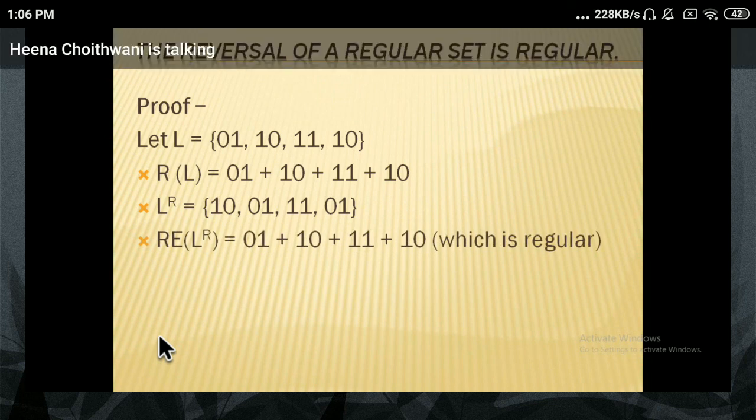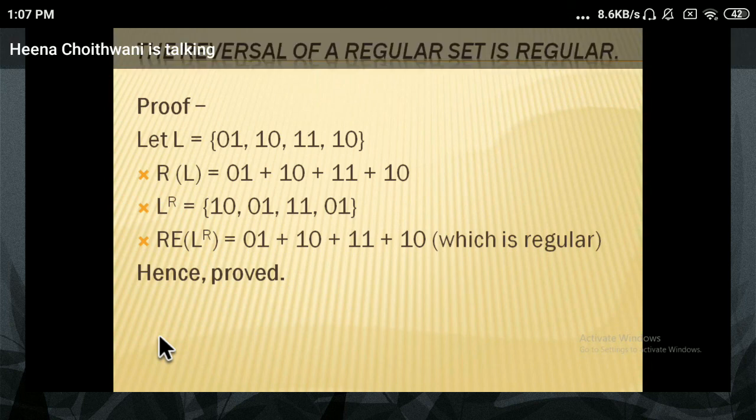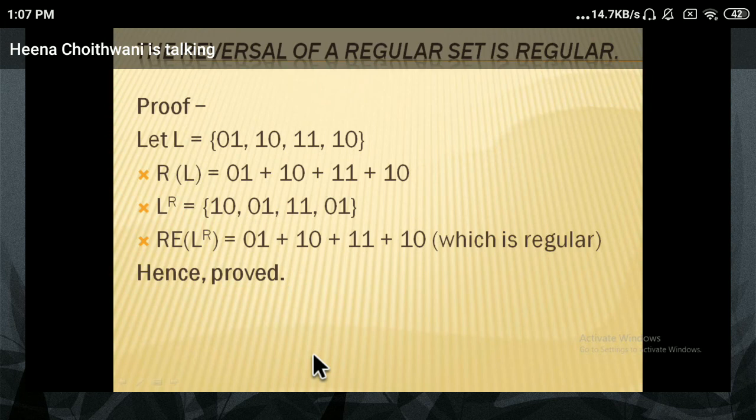Please check. The regular expression for the reversal becomes (0+1)(0+1)(1+1)0, and that is regular already by the given rules. Are the proofs clear to you people? Shall we proceed with the last one?